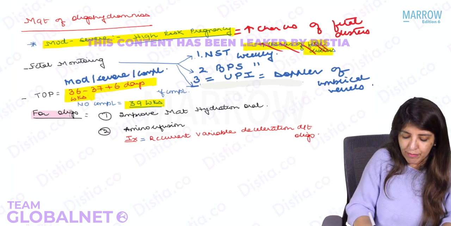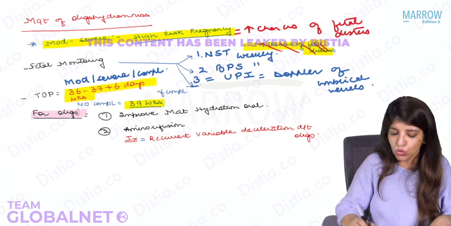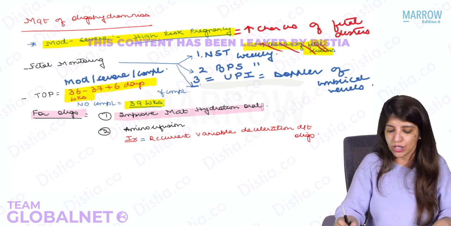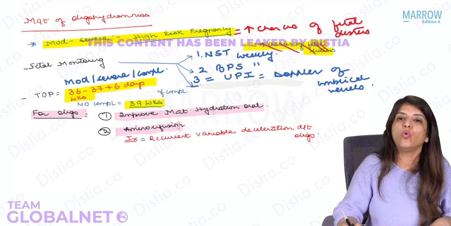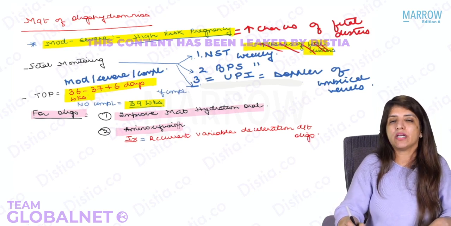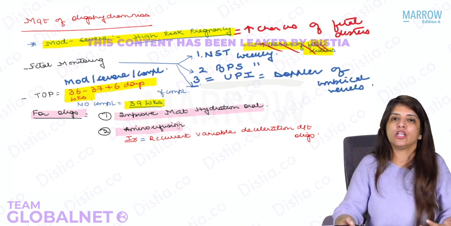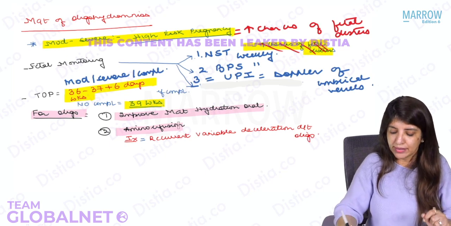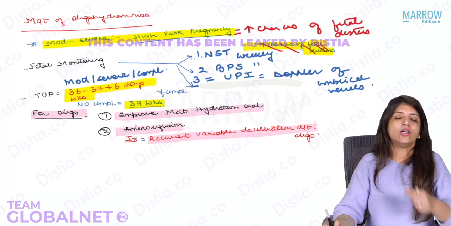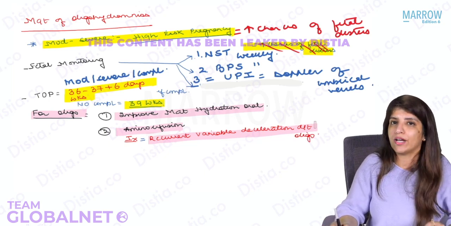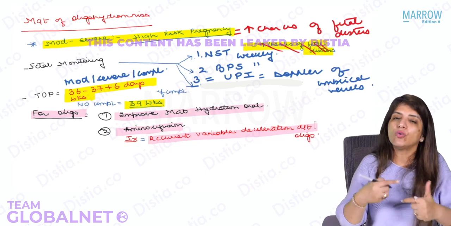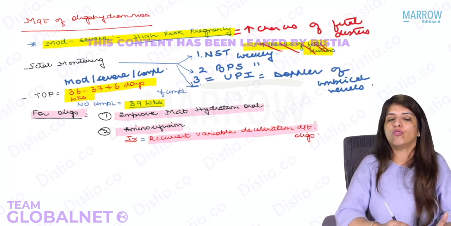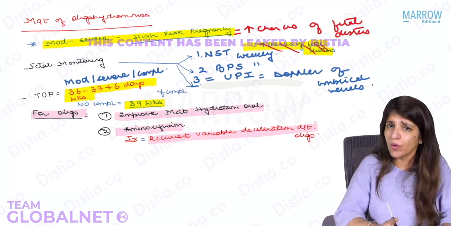Now, for managing oligohydramnios, what can I do? I can tell my patient to improve her oral hydration. And number two, I can go for amnioinfusion. Now, amnioinfusion means you are going to instill normal saline into the amniotic sac. But there is only one indication for amnioinfusion, and that is if you are getting recurrent variable decelerations due to oligohydramnios. So you were doing NST weekly, and when you did NST, you saw that you were getting recurrent variable decelerations. Then only I'm going to go for amnioinfusion. Have you understood this? Right?